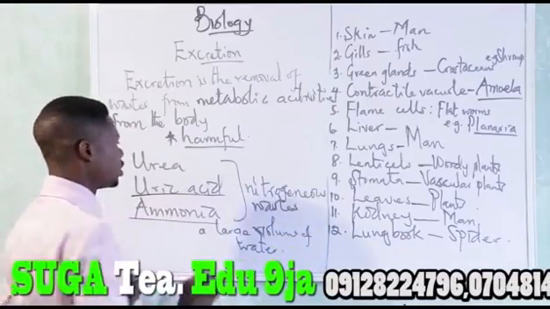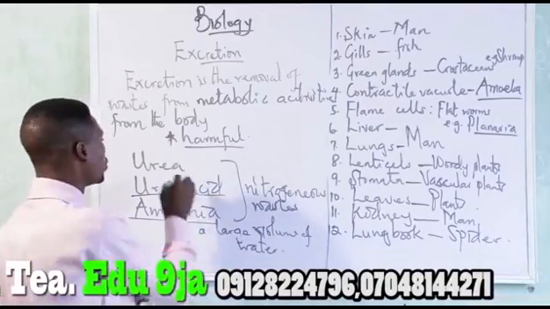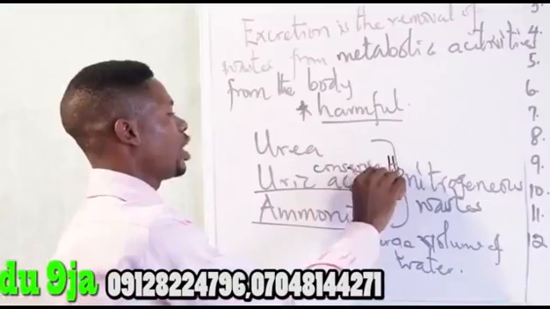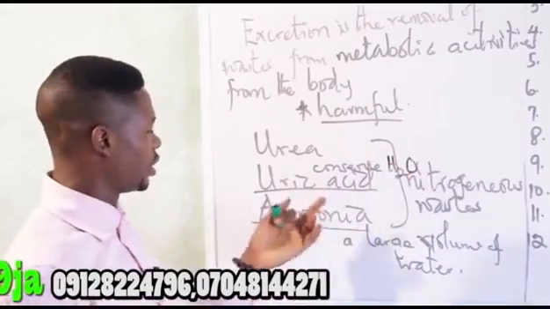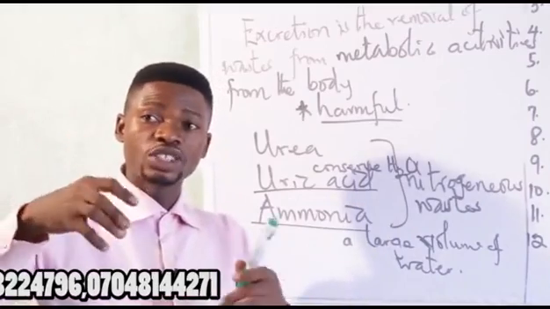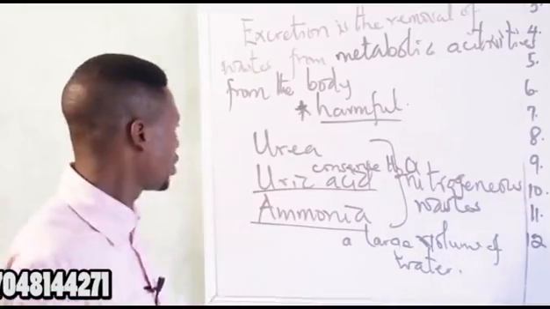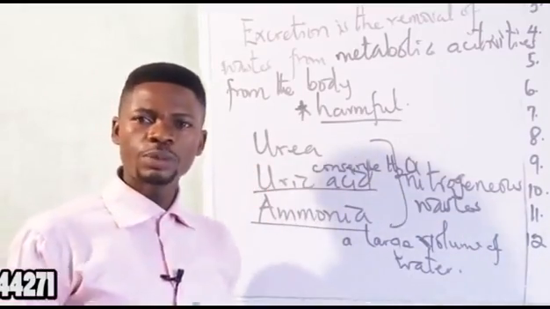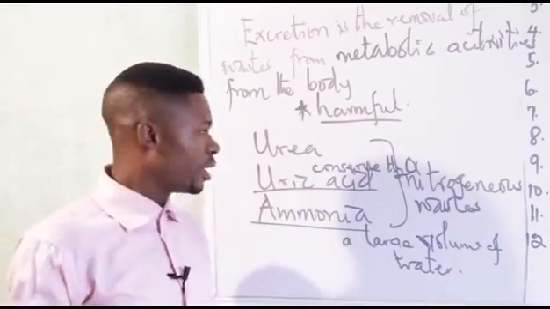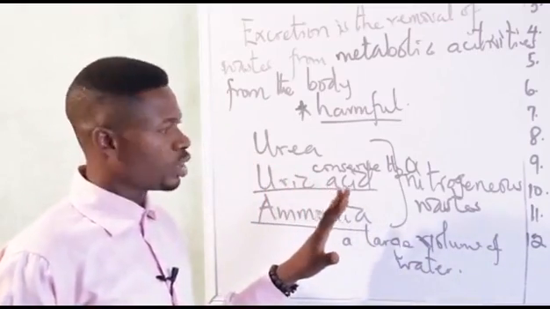Uric acid is very prominent in organisms that find a means of conserving water. Then you find it among birds that lay eggs, and the whitish substance that you find on the feces of these organisms, the birds, that is uric acid. Urea is very, very predominant in mammals, in animals like you and I. And we are going to be taking a critical look at this today.